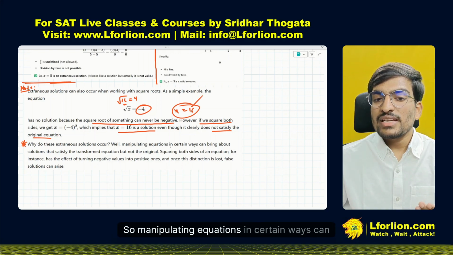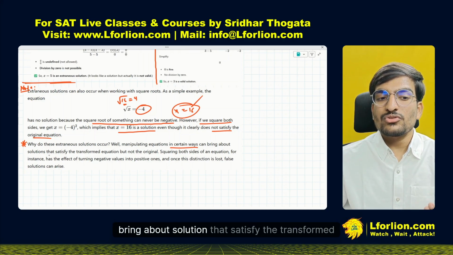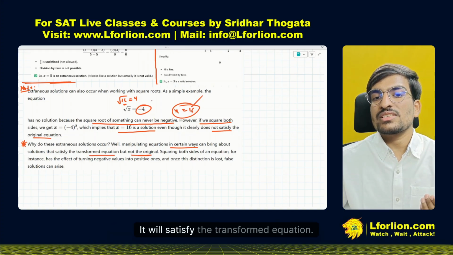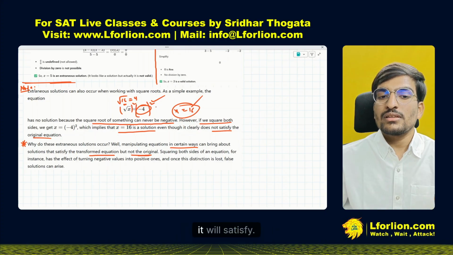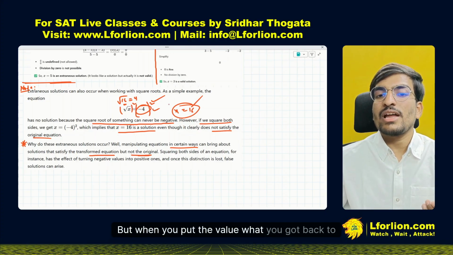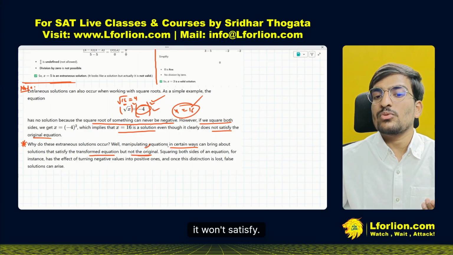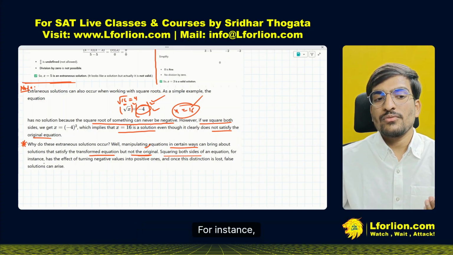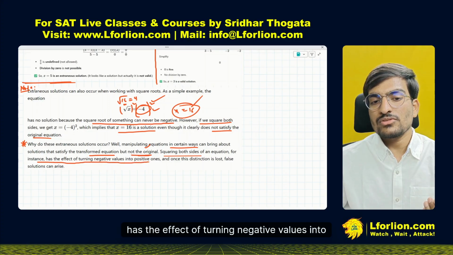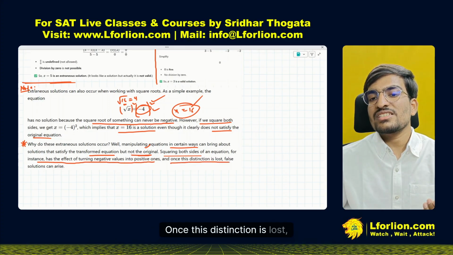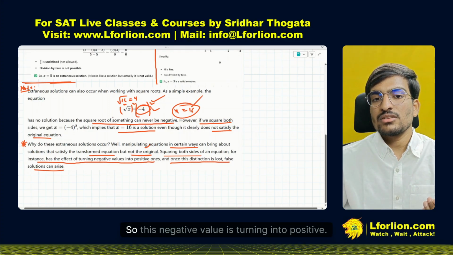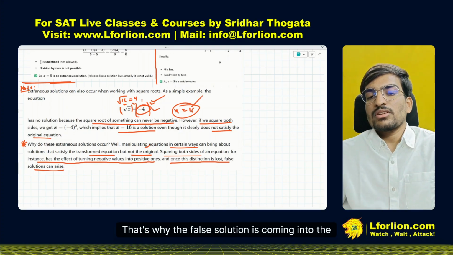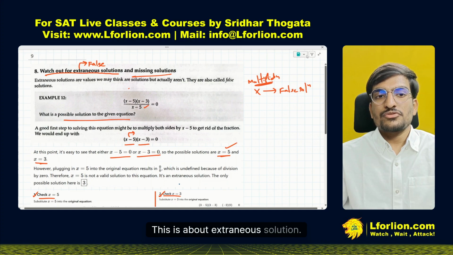Manipulating equations in certain ways can bring about solutions that satisfy the transformed equation, but not the original equation. When you square, it will satisfy. But when you put the value you got back into the original equation, it won't satisfy, because when you square something, a negative value turns into a positive value. Once this distinction is lost, false solutions arise. That's why the false solution comes into the picture. Done. This is about extraneous solutions.